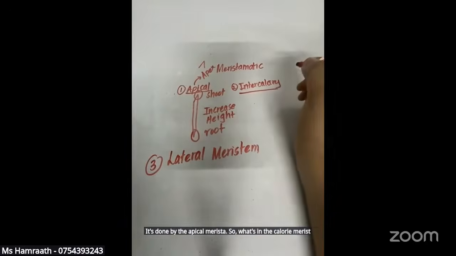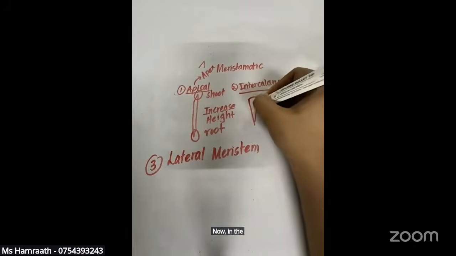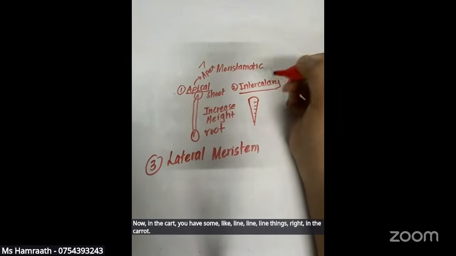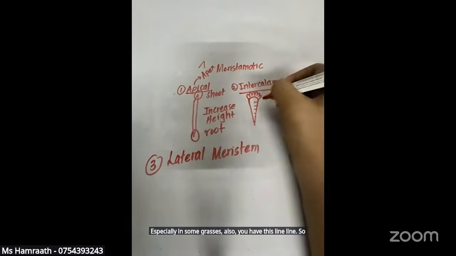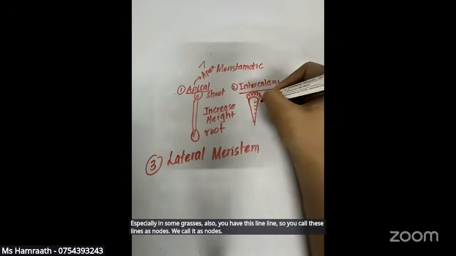So what is the intercalary meristem? Have you seen a carrot? In the carrot, and especially in some grasses, you have some line-like things. We call these lines nodes. Now consider the space between the nodes.